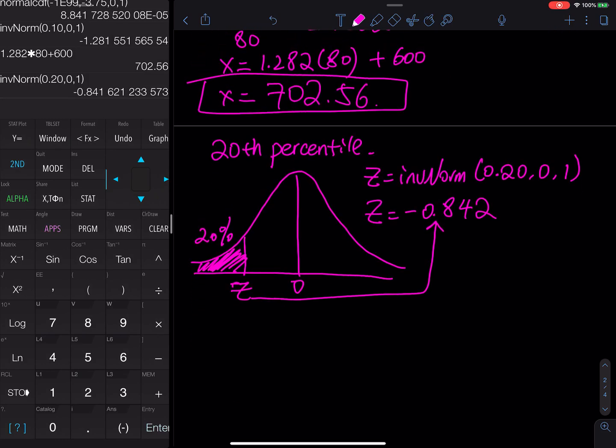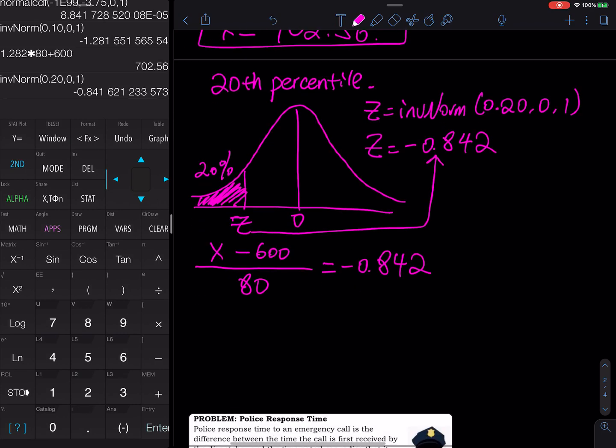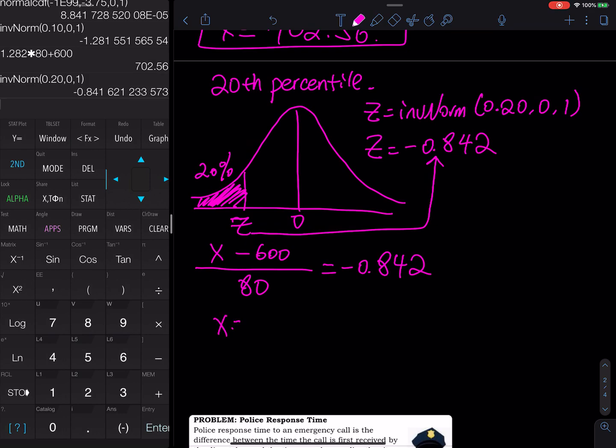And then you set up the equation. I don't know what that score is. I subtract the mean divided by the standard deviation, that equals negative 0.842. So that is how you set up the equation, and then you solve it. So x is equal to negative 0.842 times 80. You multiply 80 on both sides, right?